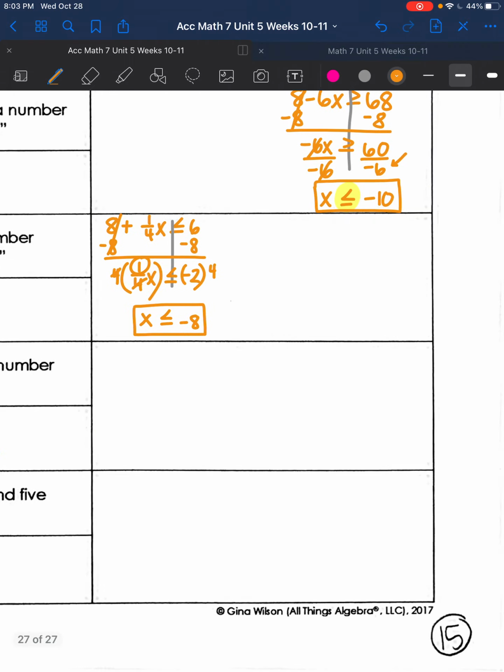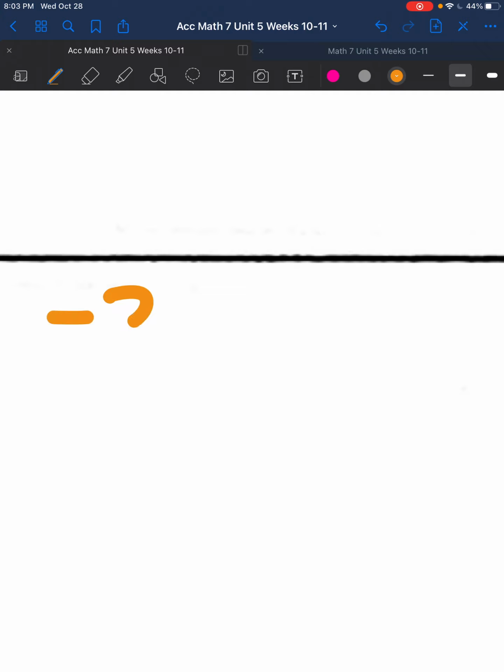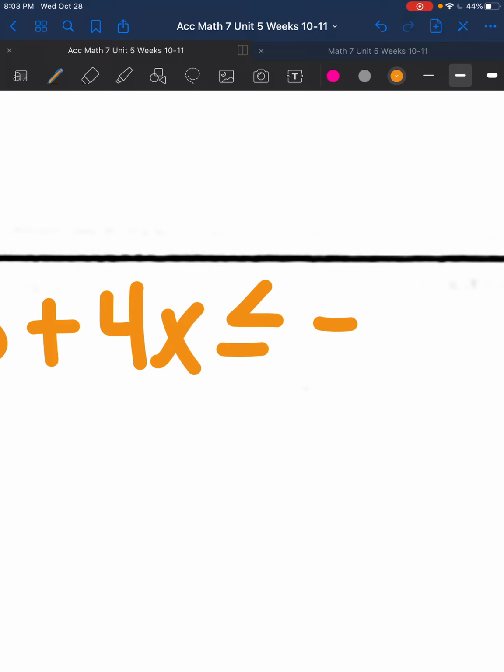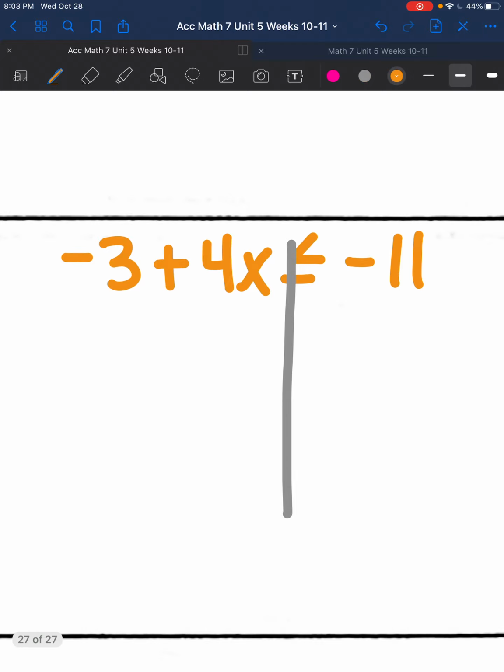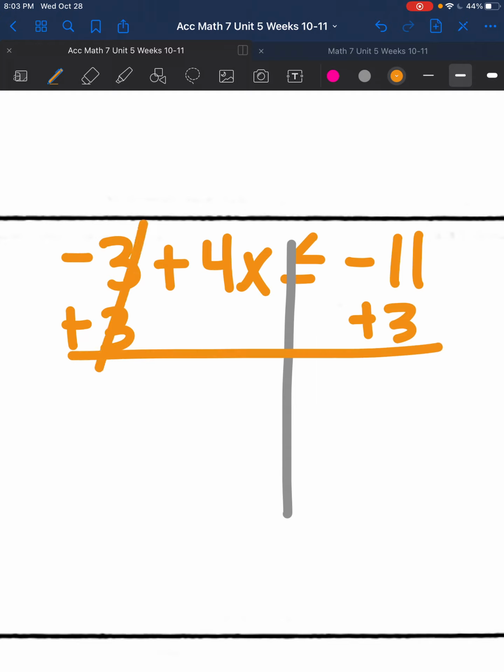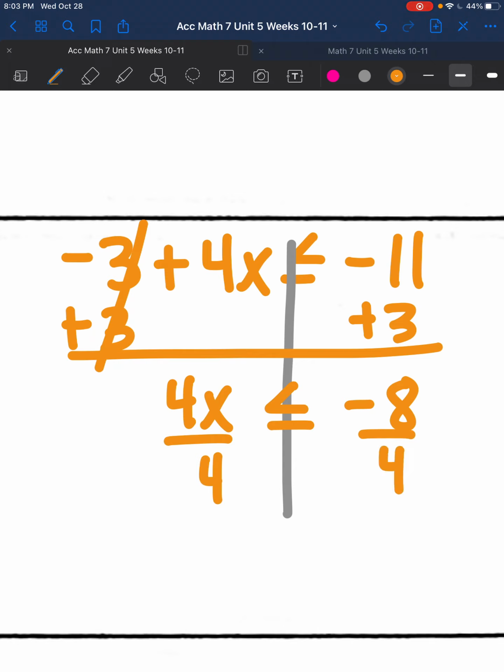So now we're going to solve that. Negative 3 plus 4x is less than or equal to negative 11. In order to solve this, I'm trying to get that x by itself. My first step is to add 3 to both sides. That leaves me with 4x is less than or equal to -8. To get that x by itself, I'm going to divide by 4 on both sides. So x is less than or equal to -2.